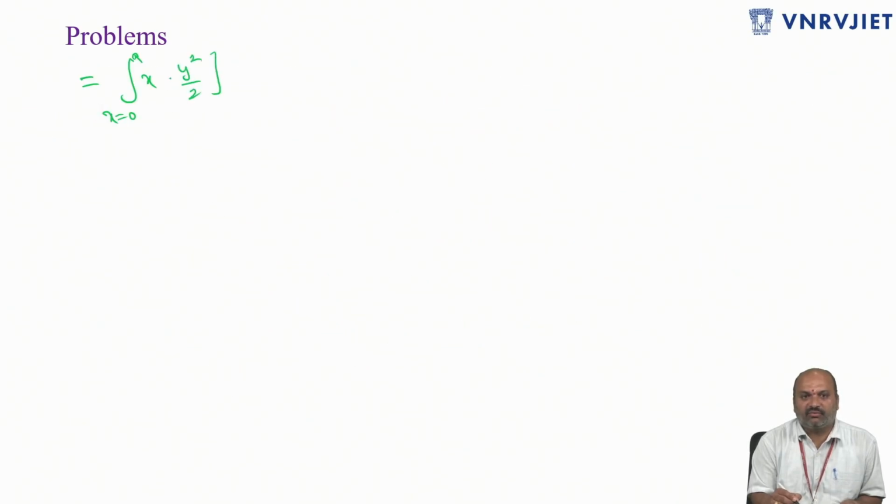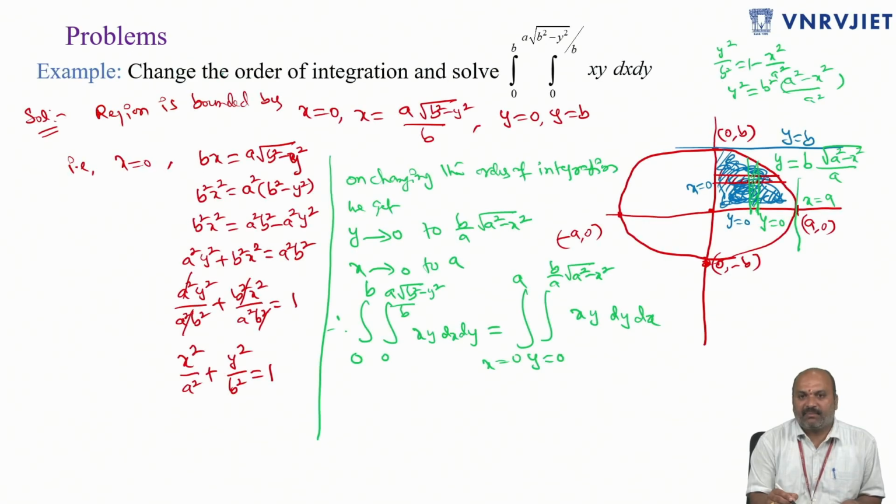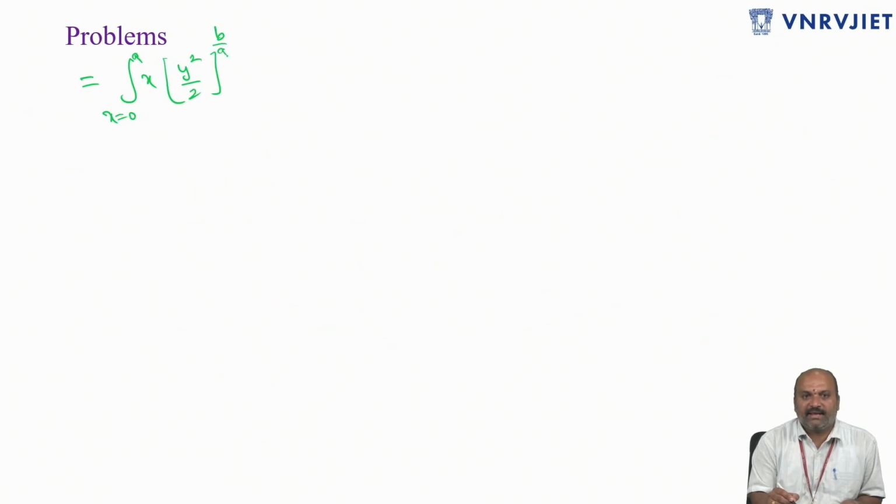Y square divided by 2. The upper limit is b by a root over a square minus x square, the lower limit is 0. Let's substitute the limits, with x varying from 0 to a. The 1 by 2 can be written outside. So x into, instead of y, substitute this: b square by a square times root over a square minus x square whole square, which becomes a square minus x square. Minus the substitution of the lower limit, it is 0, no contribution.